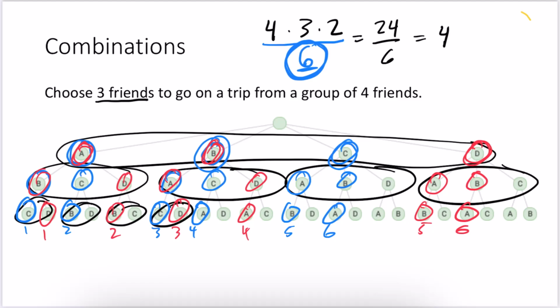So in this case, I chose 3 friends to go on the trip, and the number of duplicates is going to be the number of ways that I could arrange those 3 friends. Because essentially what this choice tree is doing is it's giving me all of the different arrangements of 3 people. And the number of ways that I could arrange 3 friends is going to be 3 choices for the first person in the arrangement, 2 choices for the second person in the arrangement, and 1 choice for the last person in the arrangement. And you'll notice that that does equal 6.